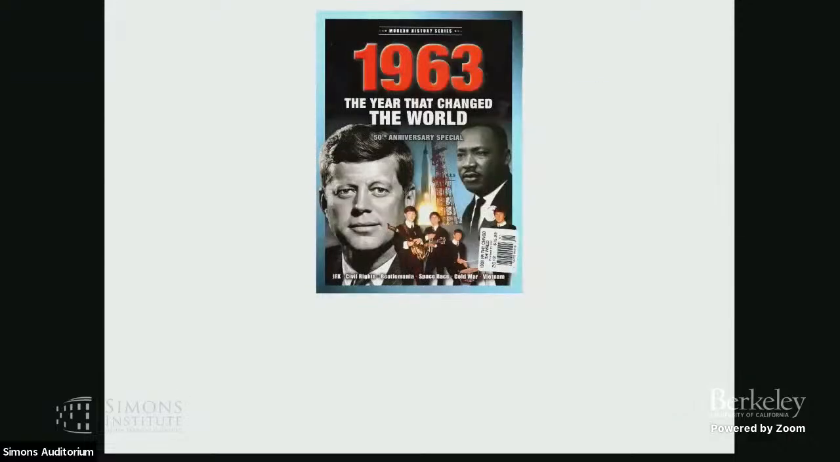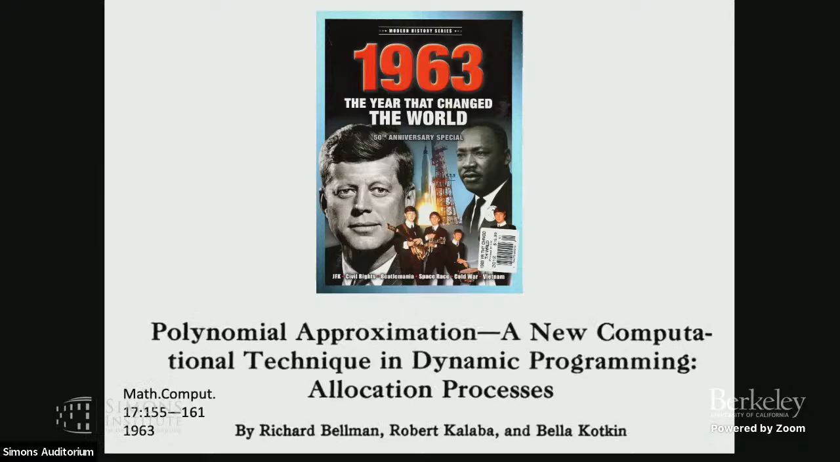Okay, so I want to start by going back to the year 1963. Probably none of you were alive at the time. I wasn't. So I don't have direct memories, but it was a fantastic year because this paper was published that year. Nobody really knows about this paper, but it's kind of interesting to go back to these old papers. This is a paper by Richard Bellman, Robert Kalaba, and Bela Kotkin. And the title is Polynomial Approximation, a New Computational Technique in Dynamic Programming, Allocation Process.